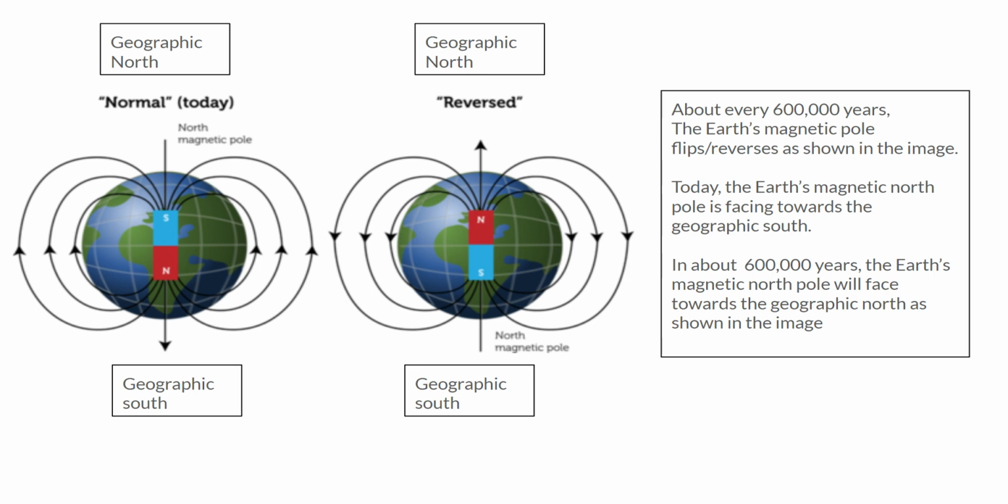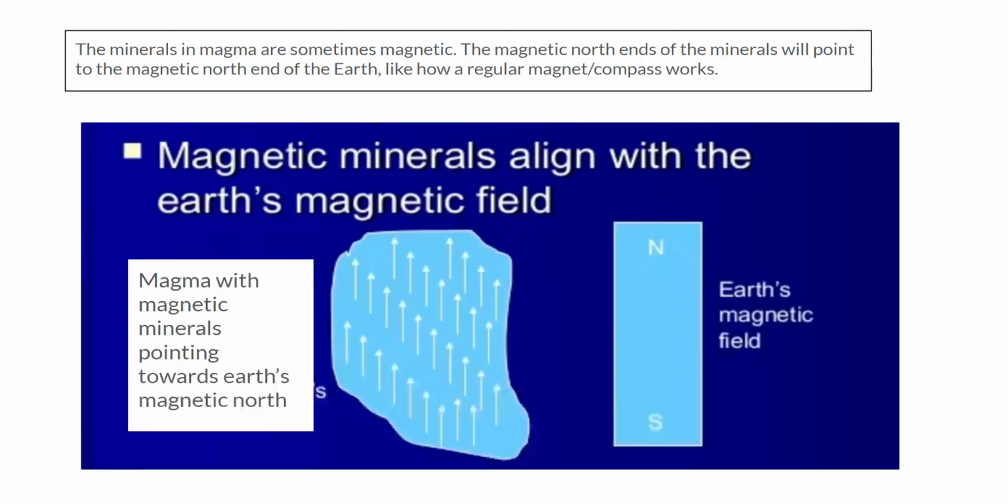So, how does that have an impact on our rocks? Let's see. Magma is made up of many minerals. Some minerals can be magnetic. So, if something is magnetic, it will follow the Earth's magnetic field or the Earth's magnetic poles. Okay? So, as you can see here, if I have a rock and I have minerals in that rock, the north end of those minerals will point towards the north end of the Earth's magnetic field, kind of like a compass or an actual magnet.